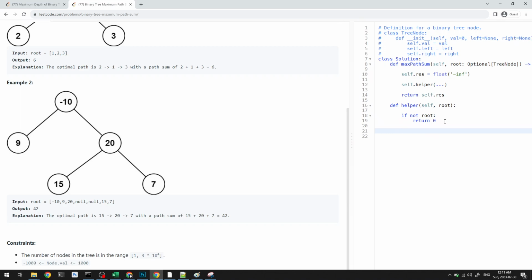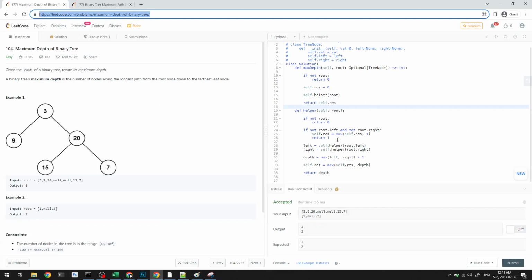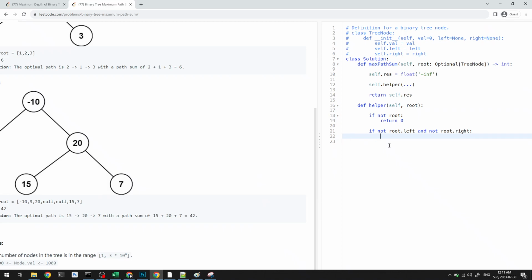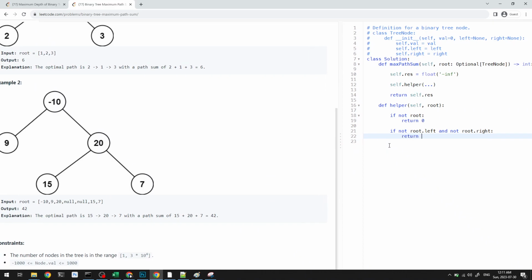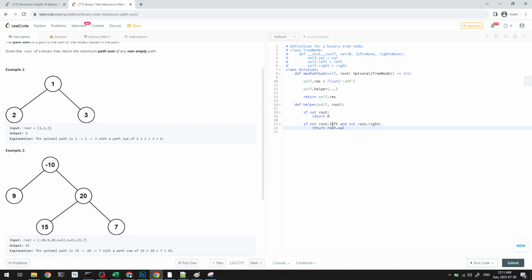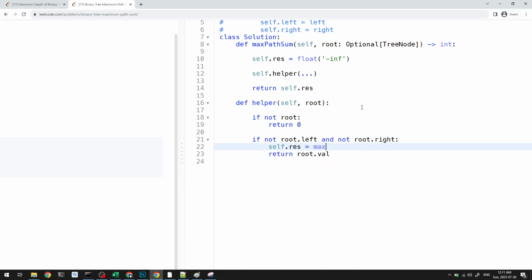What about the case where root does not have a left child and it does not have a right child? So it's basically like a leaf, so and not root.right. If this is the case, so something like 7, and you can see we do the same exact thing here. So if it's something like this, then what we want to do is return basically just the root's value, right? Because this is the maximum path you can form, just the 7 itself. So that's what we have over here. And one more thing we want to do is whenever we do a return statement, we want to update our global result variable, because that could potentially be the correct answer.